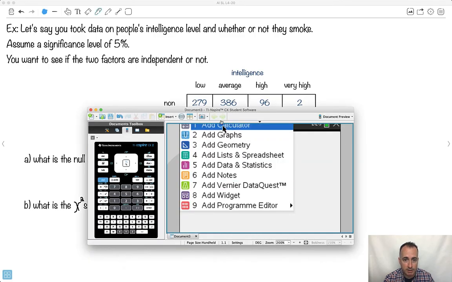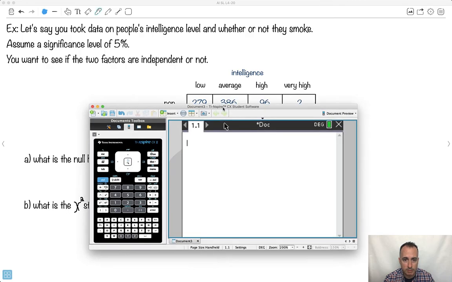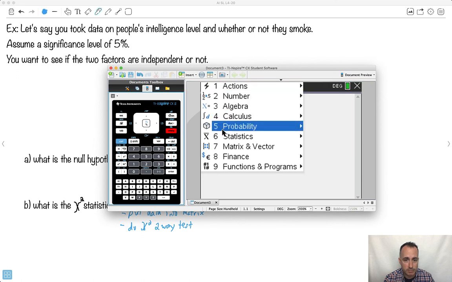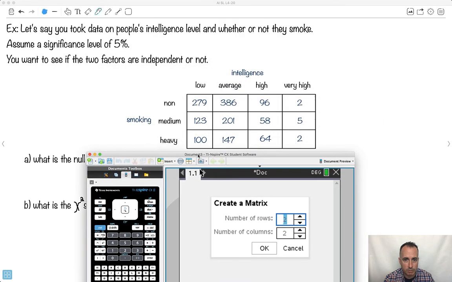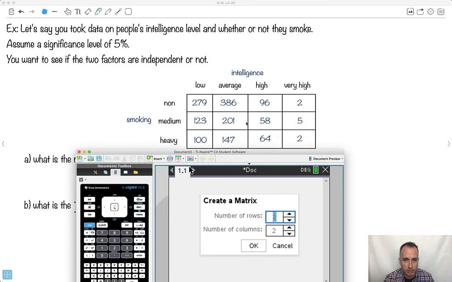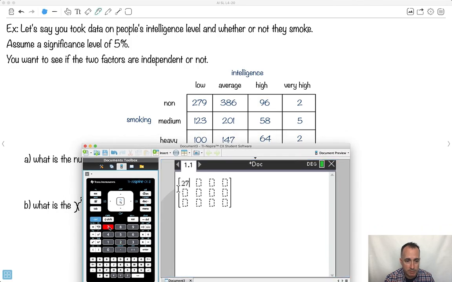I get out my trusty calculator and I say, hey, I would like to do a new calculator. And I go over here to matrix, which is here, and I say create a matrix. Great. How many rows and columns do I need? Let's see. I've got 1, 2, 3 rows. All right, that's 3. And my columns are going to be 4. All right, cool. Now I'm ready. So now I just put in these numbers. Do you notice all I have to do is just put them in? So 279, and I press tab. 386, tab. 96, 2. And watch, as I keep going, it just does it along like that.